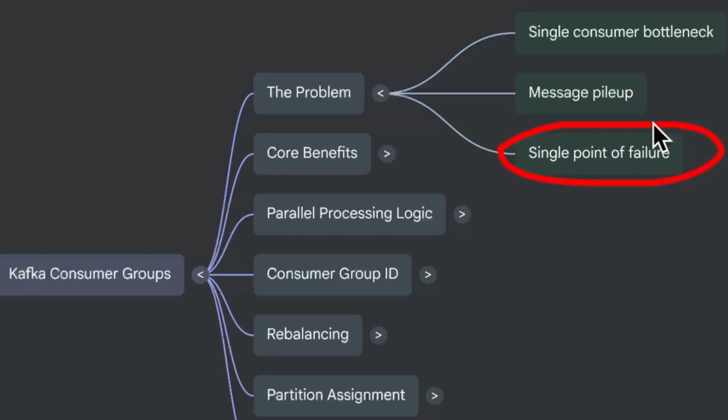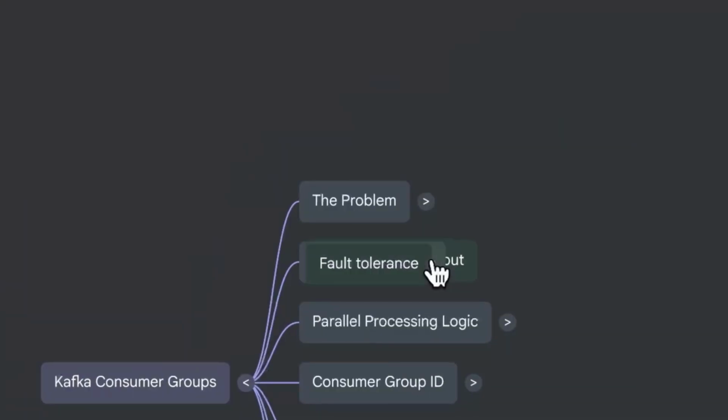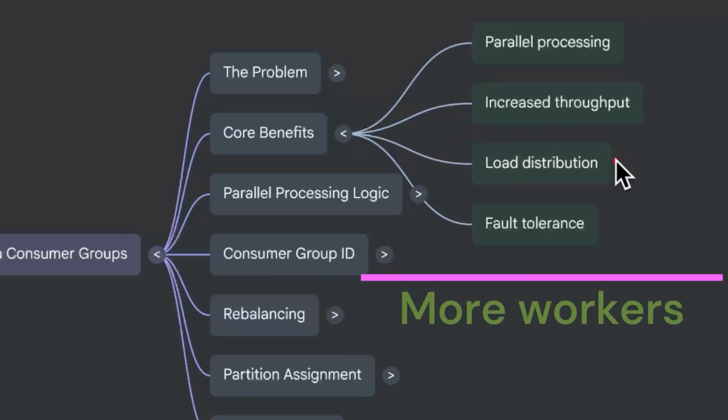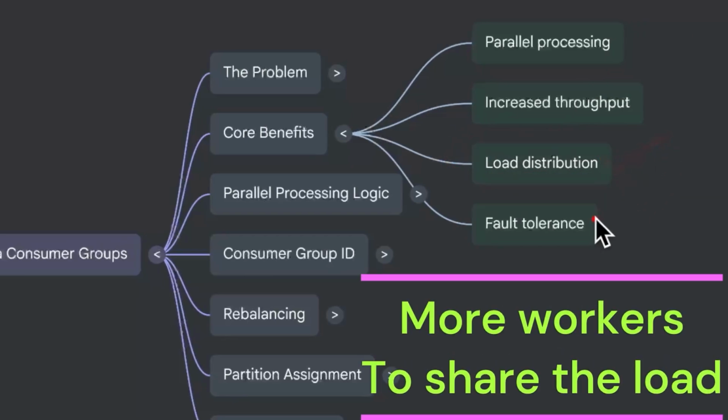And because there is one consumer, there is always a single point of failure. Just think your Kubernetes pod is configured as a single consumer, and due to resource constraints it stops processing messages or it dies. So your system fails there. It can no more process the messages. That is where the consumer group comes into the picture. And what is the benefit? The benefit is parallel processing, increased throughput, load distribution because you have more than one consumer, and fault tolerance.